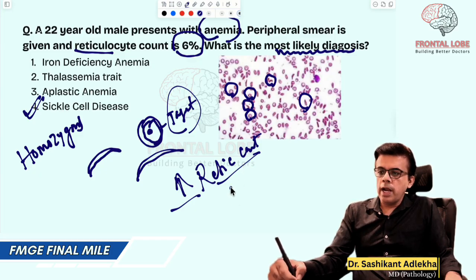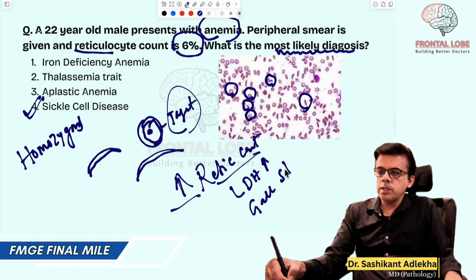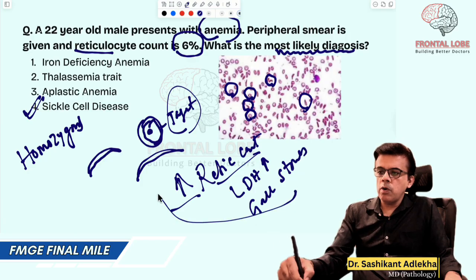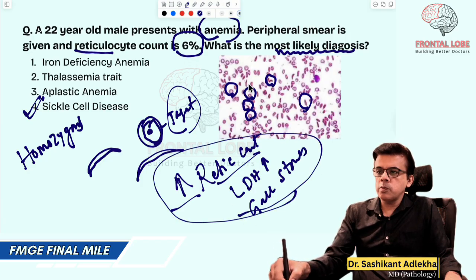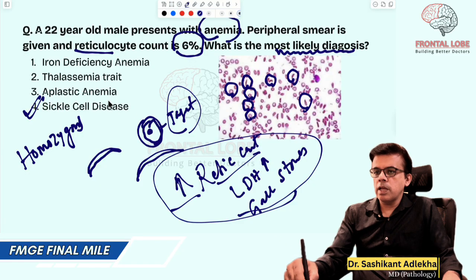Retic count is high, LDH is high, and there is a high risk of gallstone formation, pigmented gallstone formation. These vignettes are common to all hemolytic anemias. This is not very specific, but what is the most specific thing over here? Identifying the sickle cells in the image. So it is sickle cell disease or sickle cell anemia.